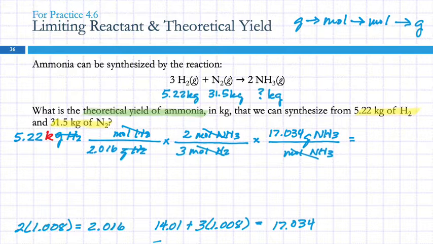So 5.22 divided by 2.016 times 2 divided by 3 times 17.034 equals 29.404. And I have gram as a unit that's left, and kilo that's not canceled out. So my unit here is kilogram.